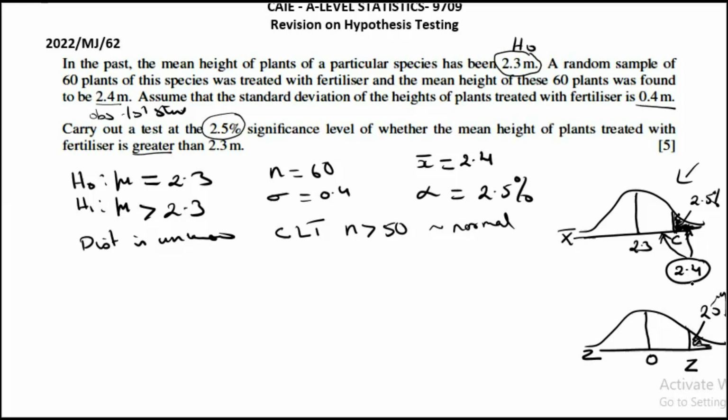This 2.4, 2.3 is now become 0. C has now become Z. Now 2.4, when it comes down to this graph, where is it going to fall? This is what we're going to check. So for that, first of all, let us see what does this value of C correspond to in Z here.